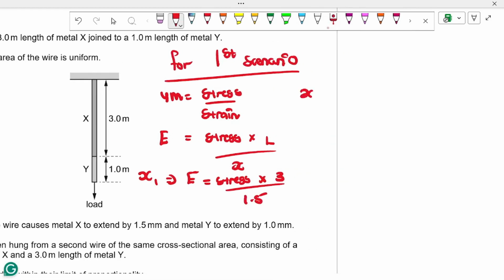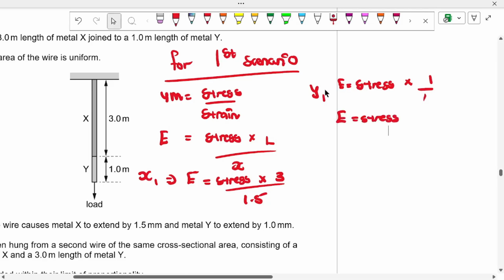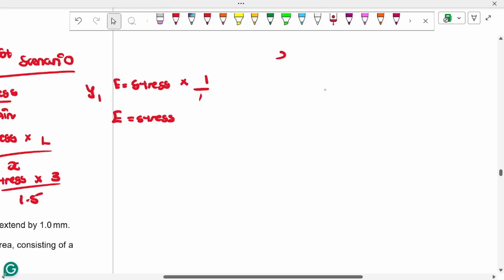Then for Y, I'm going to have stress again. So for Y1, I'm going to have E being equal to stress times 1 divided by 1. So E will just be equal to stress. That's for the first scenario.